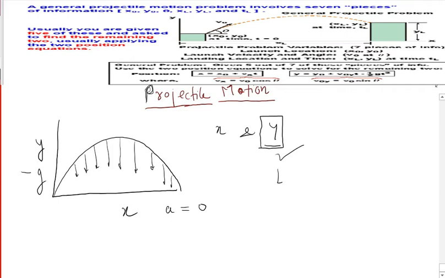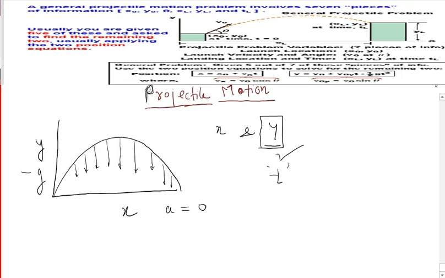So t is very important. T is not dictated by the horizontal part of the motion. T is always dictated by the vertical part of the motion, which is this, right?